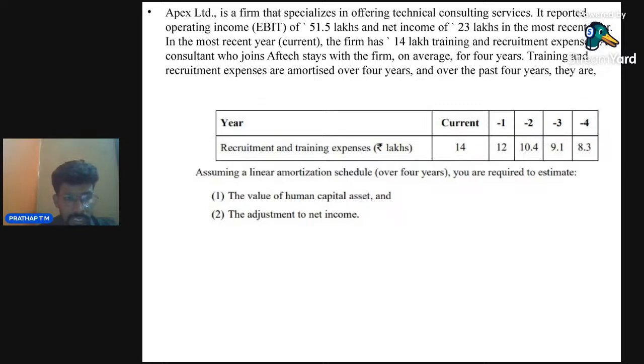Next one it is 10,40,000, right? 10,40,000 divided by 4. So 2,60,000. Start from first year. 2,60,000. This is your current year. And next 12 lakh. 12 lakh divided by 4.